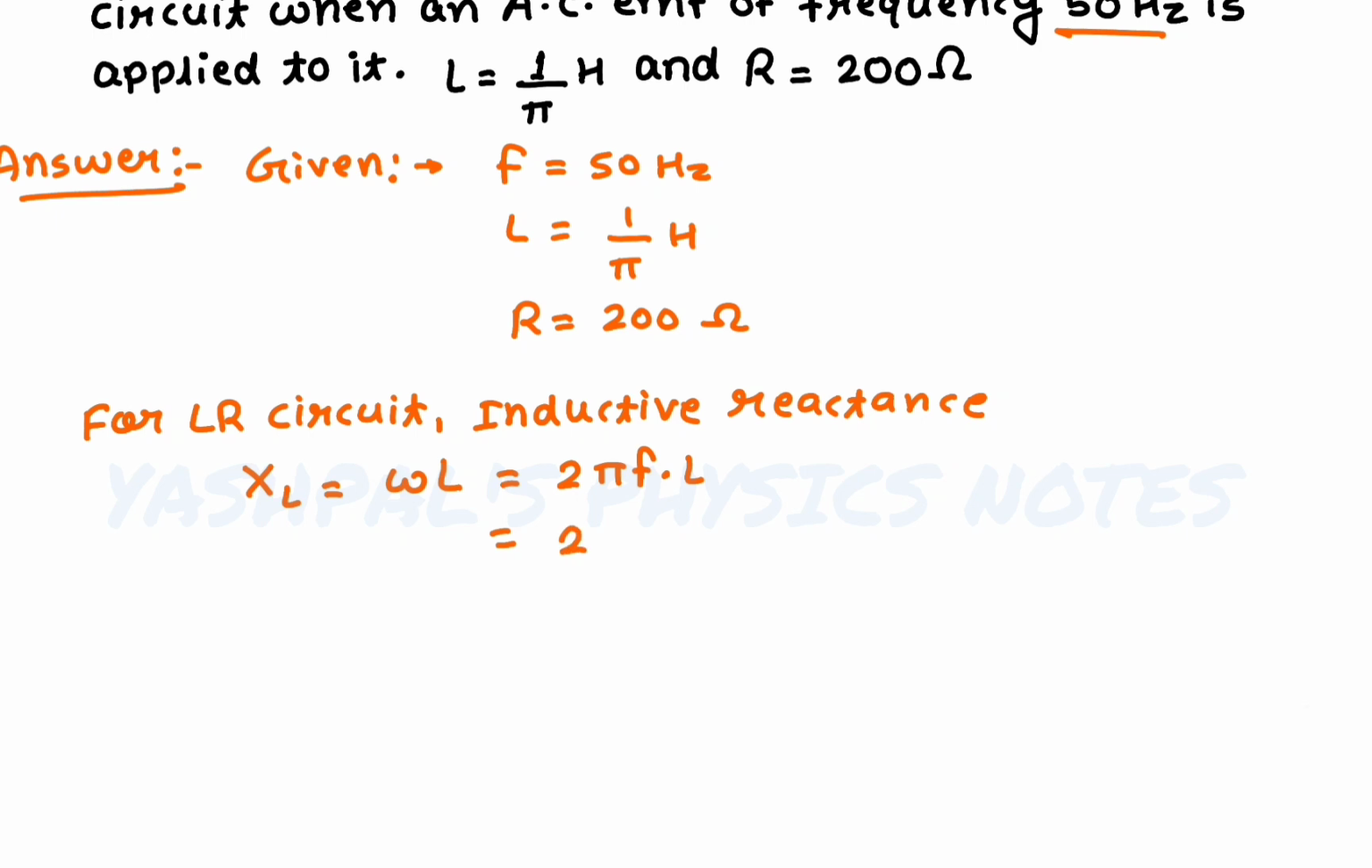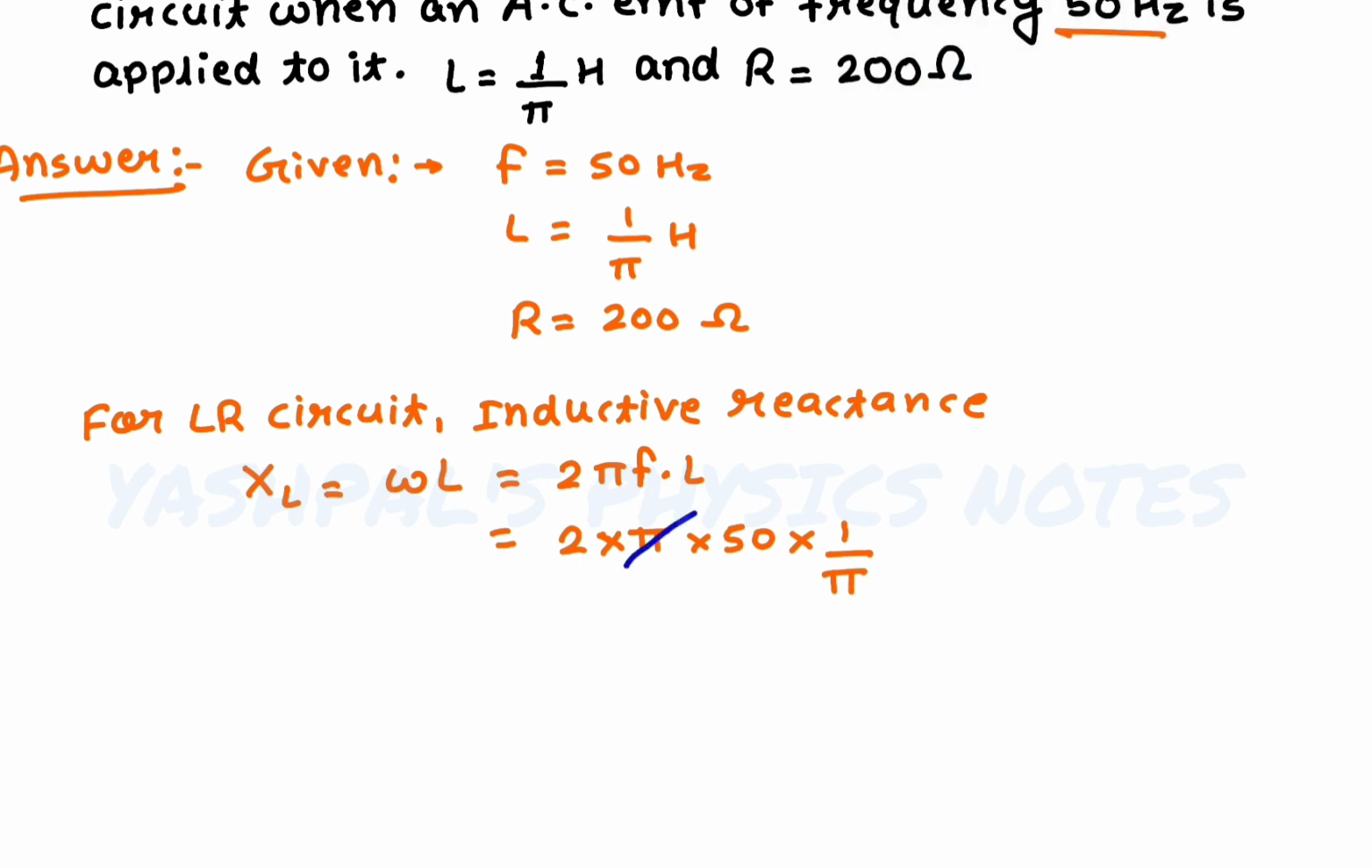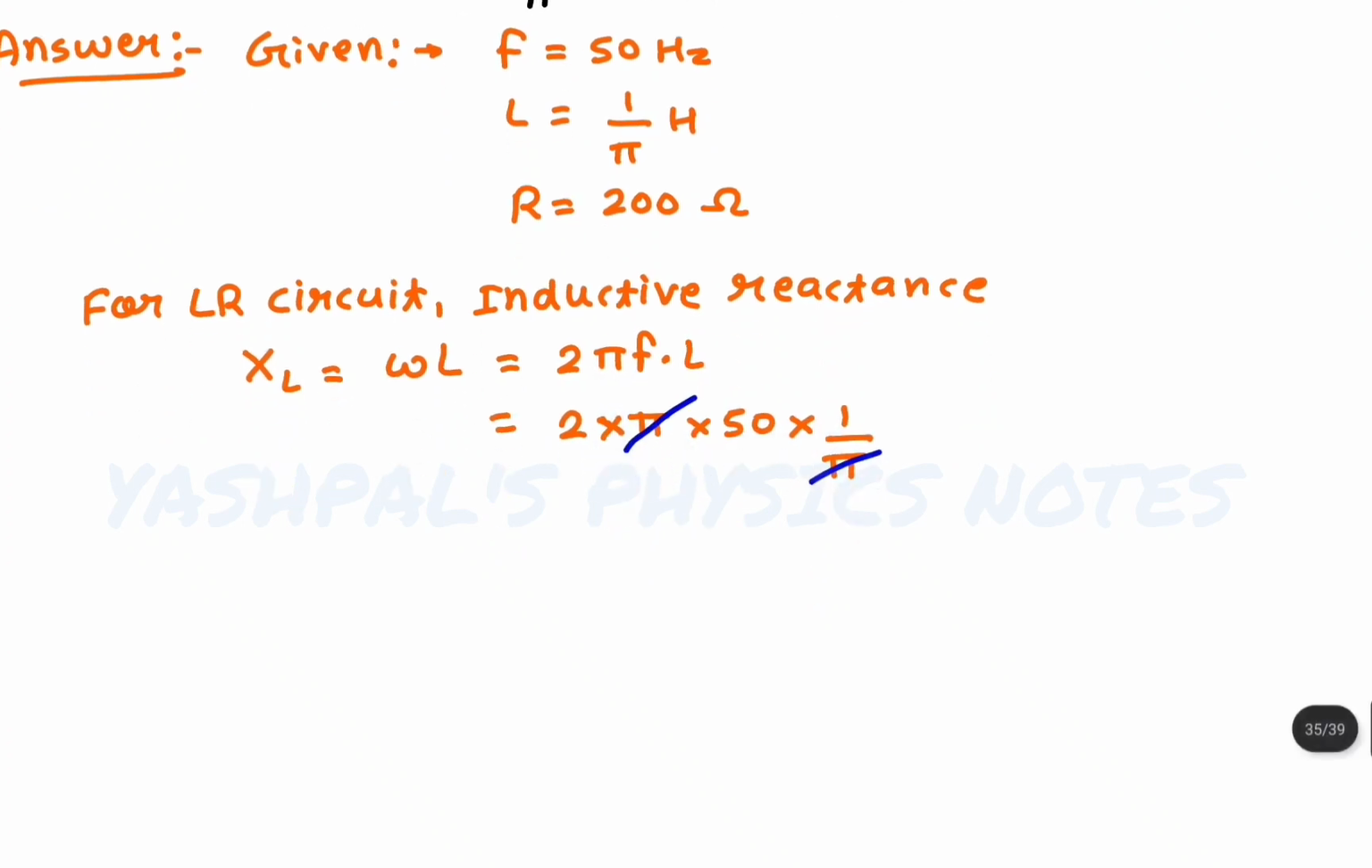So here see, 2 into pi, what is the value of f? The value of f is 50, and what is the value of L? It is given as 1 by pi. So from here we can directly cancel out these terms, pi and pi. If you write the value 3.14, it is also correct. Then write the remaining terms, 2 into 50. So our inductive reactance X_L comes out to be 100 ohm. The unit of reactance is ohm.